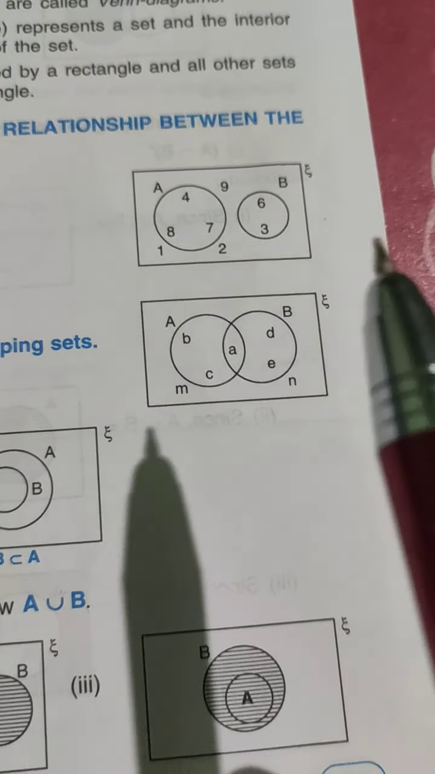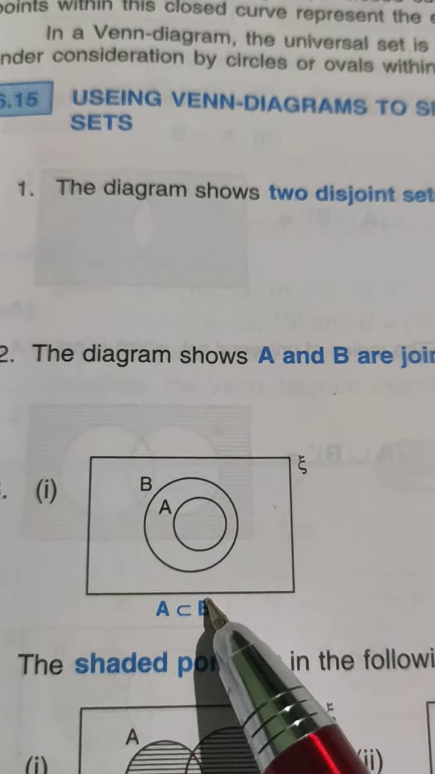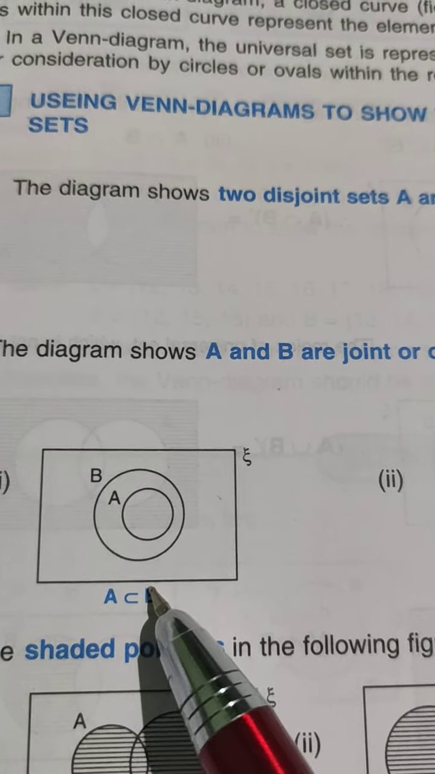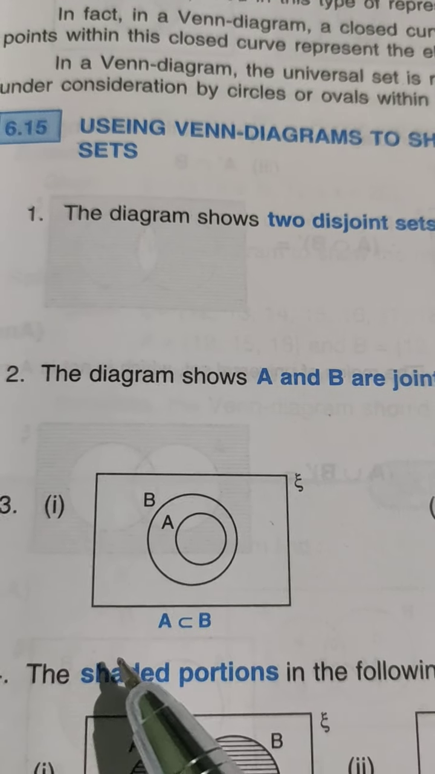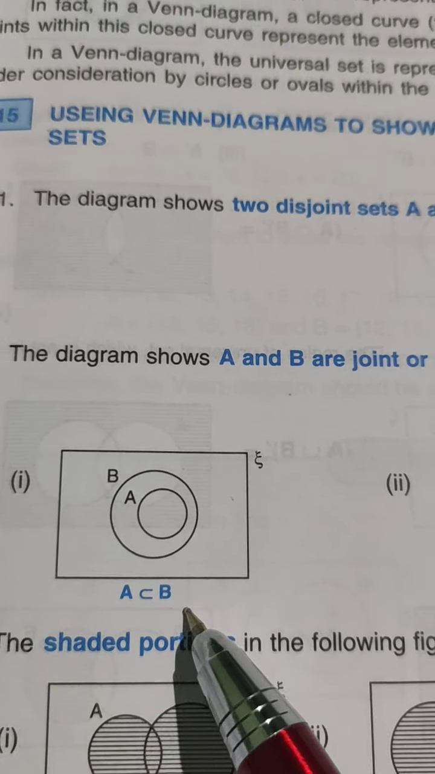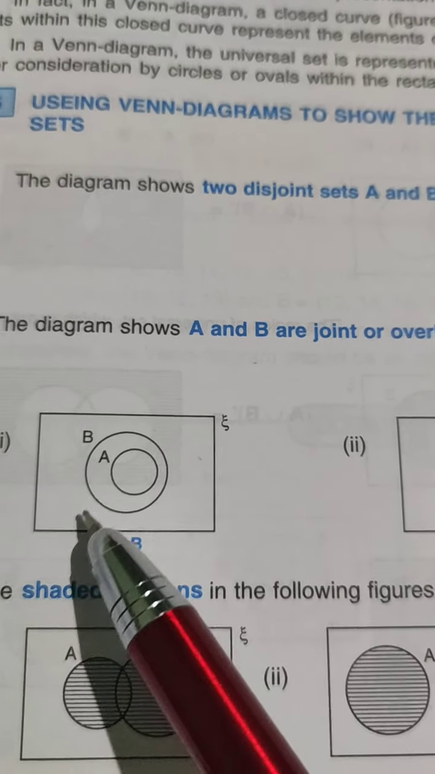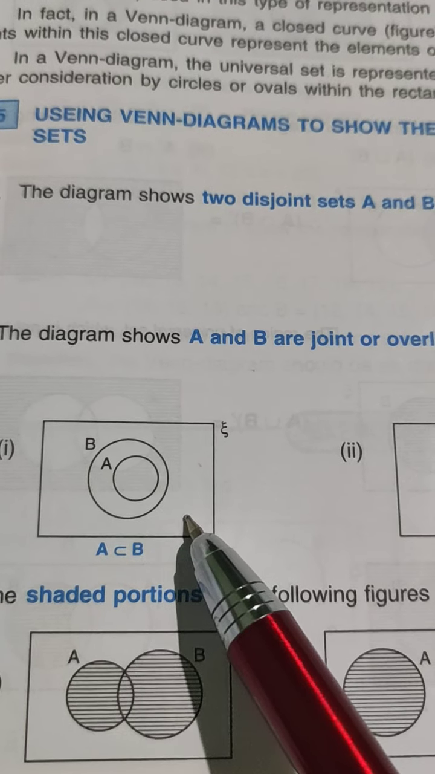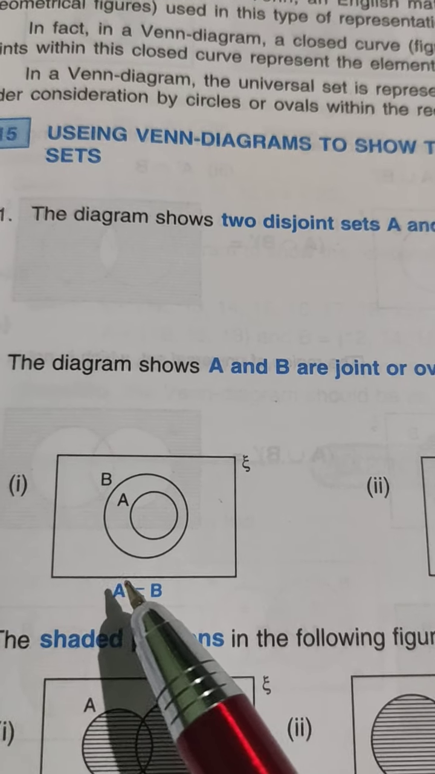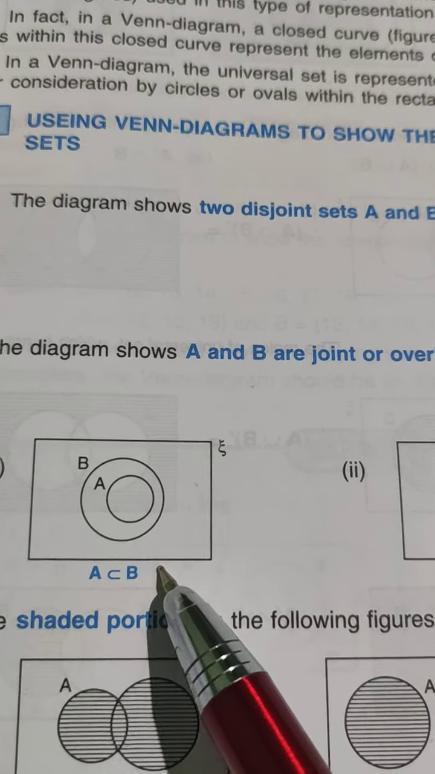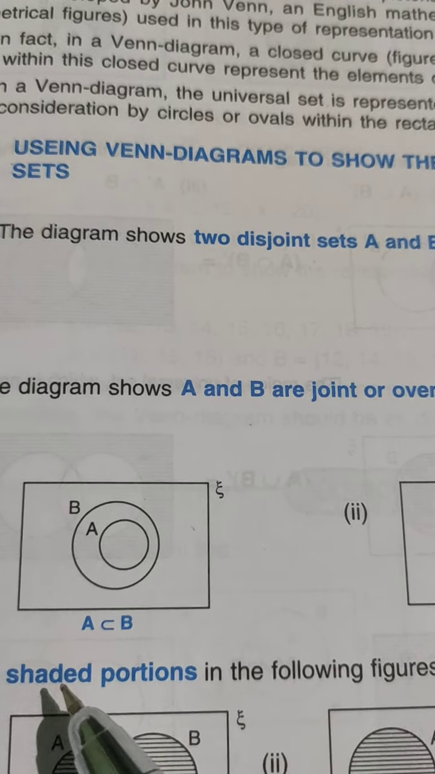Clear? Now see here. This is the diagram of A subset of B. What is A subset of B? If any element that belongs to set A also belongs to set B, this is called A subset of B. The element that belongs to A should also be in B. Okay, revise all those topics which I taught in previous videos.